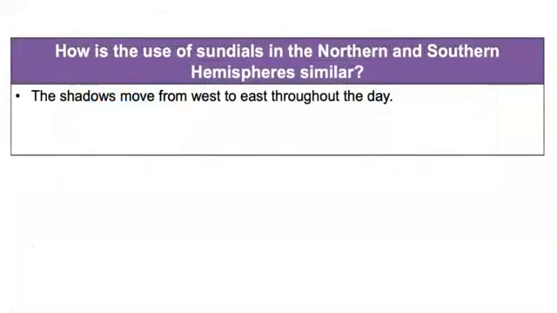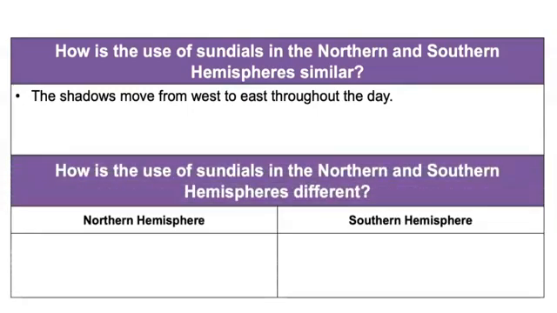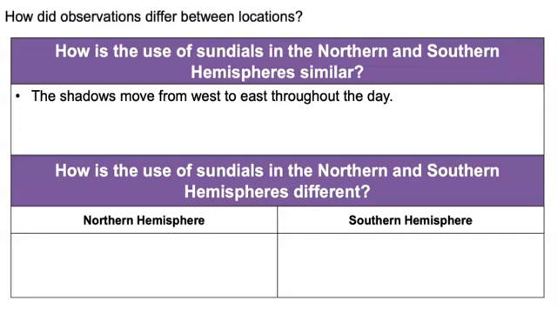But there are differences too, right? How is the use of sundials in the northern and southern hemispheres different? Did you notice any differences in the shadows? How did observations differ between locations? Your task at the end of today's lesson will be to add both similarities and differences to the chart.